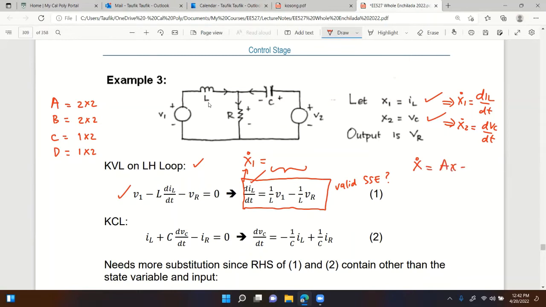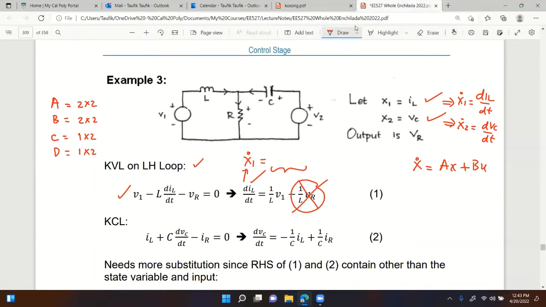x dot is equal to Ax plus Bu. Does that satisfy the requirement? Yes. You sure? The answer is no, right? Because look at what we need. We need Ax plus Bu. Is that what we have here, on the right-hand side? No. Why not? Which one is a problem? VR. Yes, VR, that's a no-no, right?